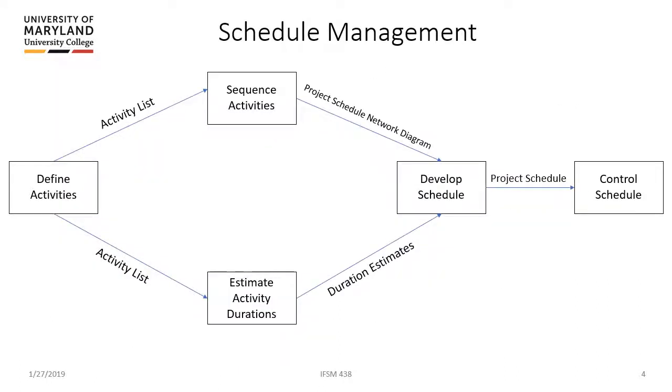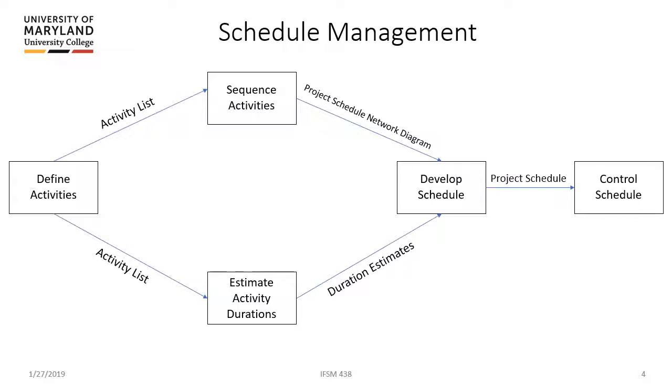So let's take a look at that kind of graphically. You see, we start with defining activities. Once we define our activities, we come up with an activity list. And an activity list is an input for two different things. One is sequencing our activities so that we can put them in a proper order. We do that using a project schedule network diagram, and we'll see that later. The second part is estimating our activity durations, and the outcome of that is your duration estimates. So you put your project schedule network diagram, which is the sequence that your tasks need to happen, then you apply your duration estimates, you put those together, and you get your schedule.